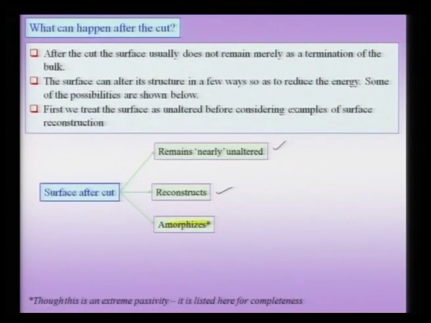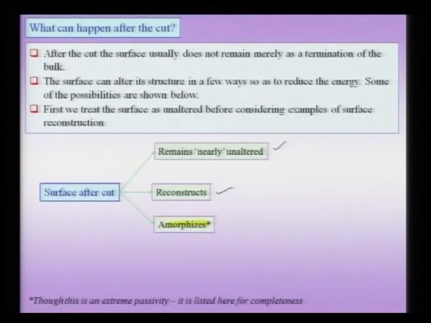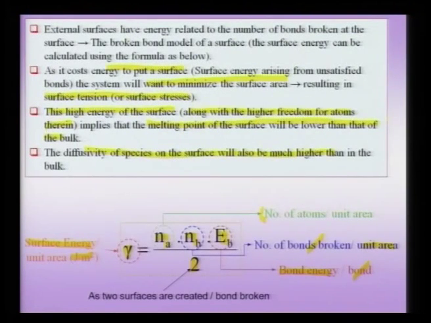When you do a cut, we can start with the simplest model, which is known as the broken bond model, where we understand the surface as a termination of the bulk, and I need to go no further in calculation of the energy and other aspects regarding the crystal surface. But in many cases, there could be a process known as reconstruction, and therefore my surface would be altered in structure with respect to the bulk.